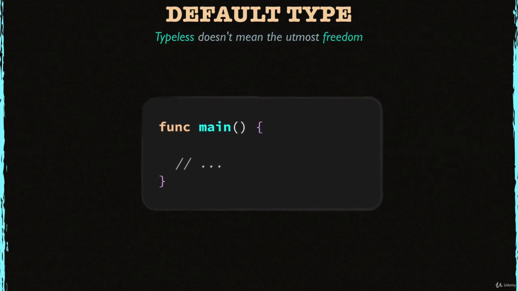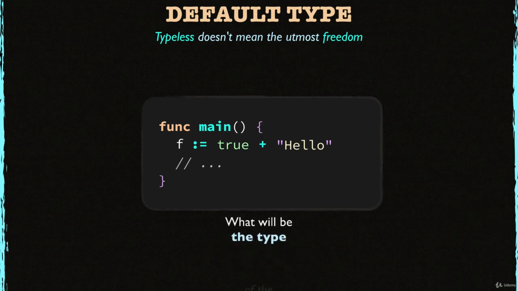Now let's declare another variable. Here I'm using a bool constant with a string literal in the same expression. They both are typeless values, right? So here's another question. What will be the type of the f variable here?